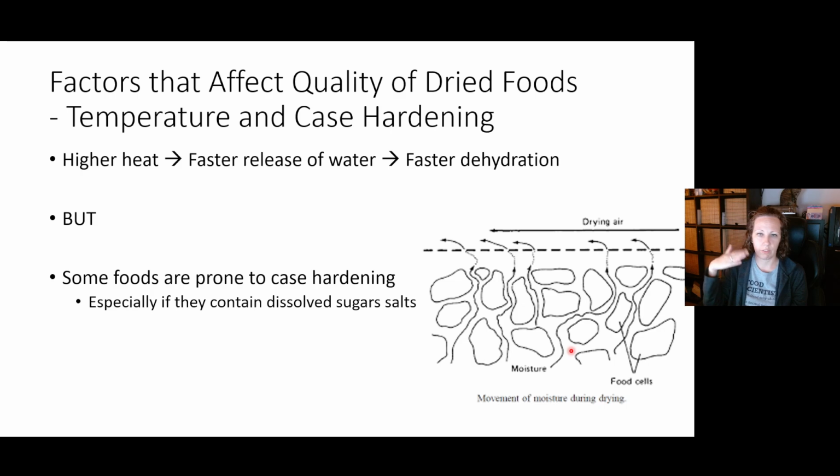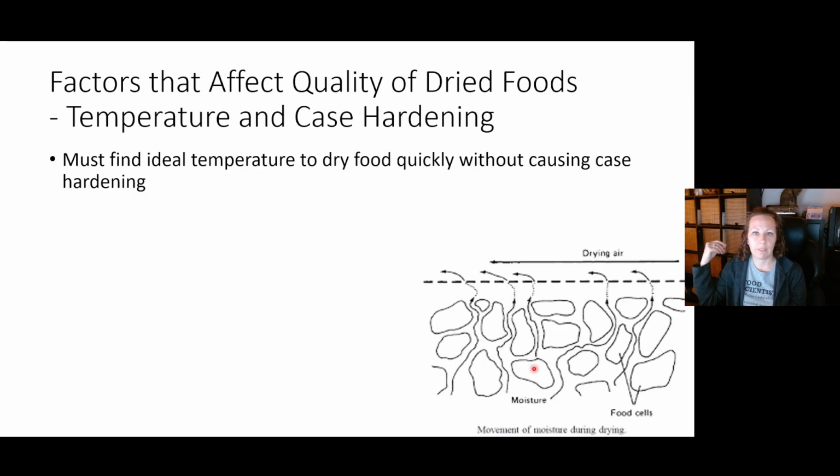The sugars and salts have blocked the porous surface of the food so that moisture cannot escape as easily anymore. Dried fruits and beef jerky are particularly prone to this. With beef jerky you add salt, and that's part of it. So the key for managing this is to find the ideal temperature to dry your food quickly without causing case hardening. The faster you're drying that surface, the more likely you are to have that occur.